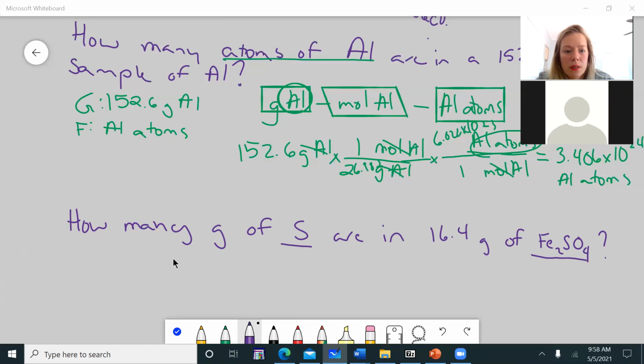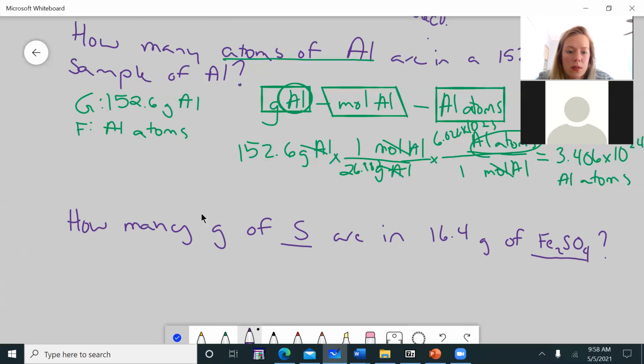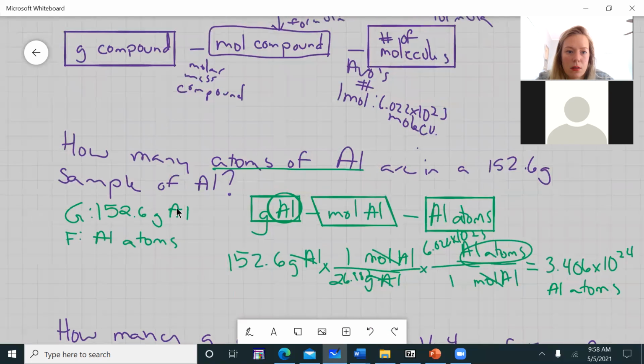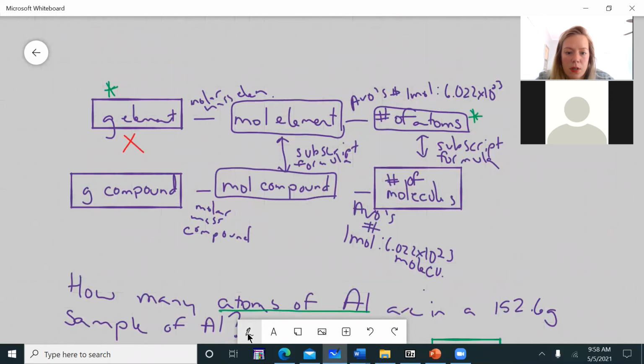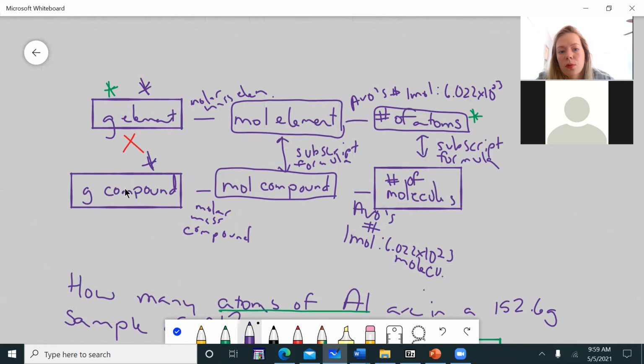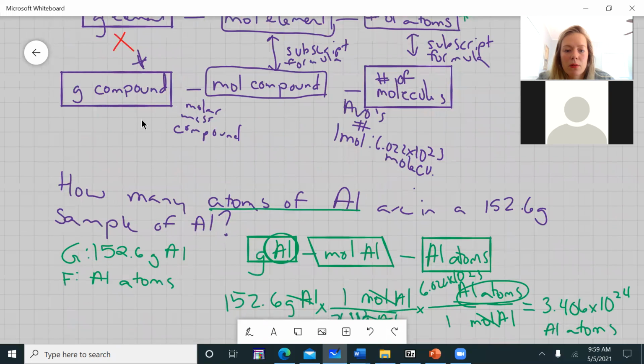Okay, so for this one, how many grams of sulfur are in 16.4 grams of Fe2SO4? As far as the flow chart is concerned, we're starting here and we're ending here. So we need to go from grams of compound into moles of compound, then moles of element, then grams of element. We can't go directly this way. So let's start with our grams of compound and get it into moles of compound.